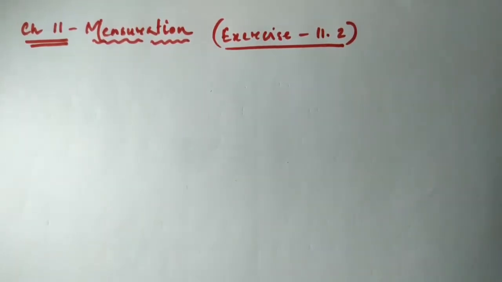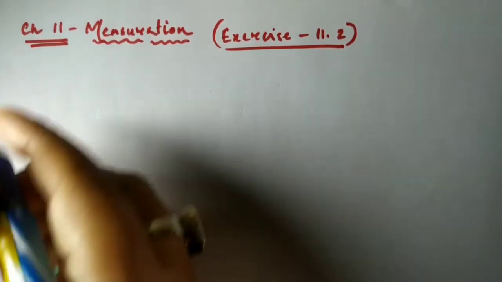In the first exercise we basically had the area of triangles, rectangles and squares, and perimeter as well, which you have already studied in class 7. So now we will start from exercise 11.2. Let's begin with question number 1.